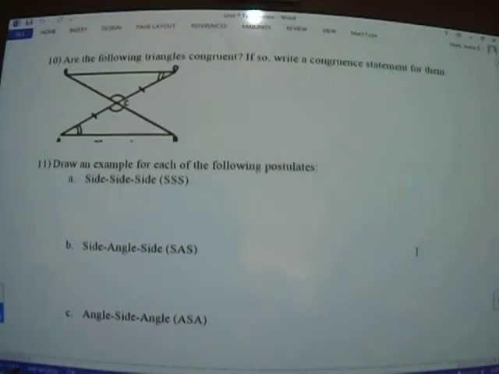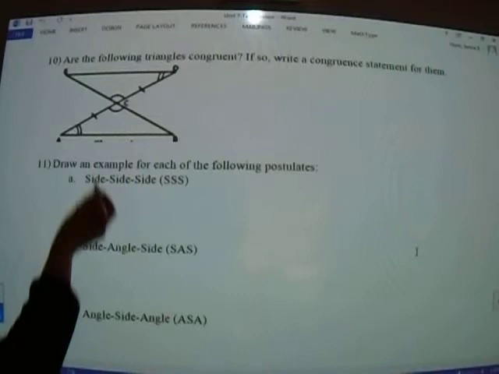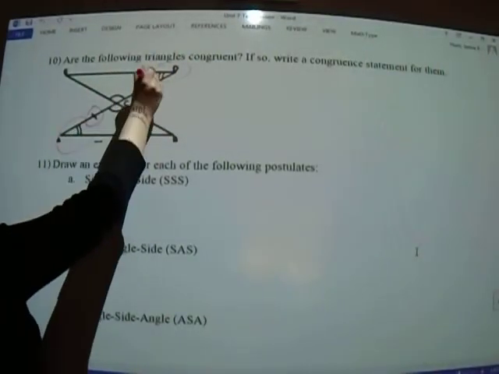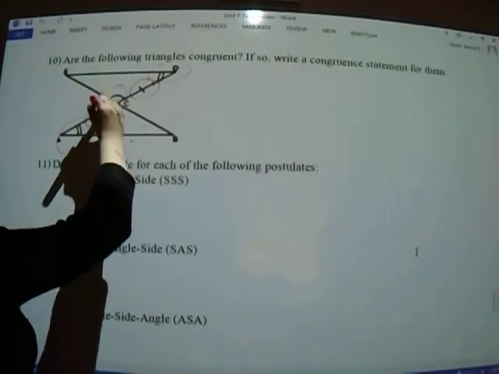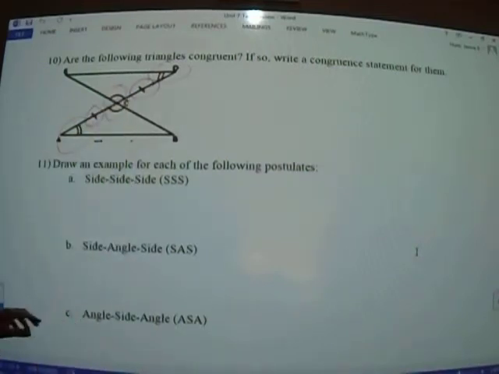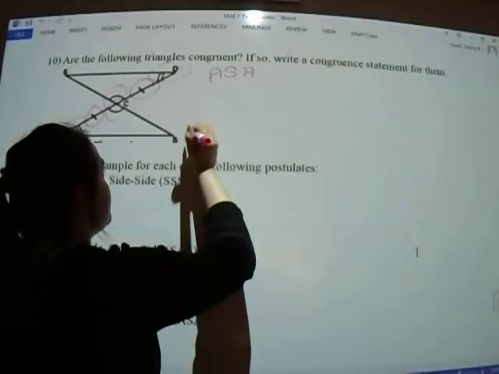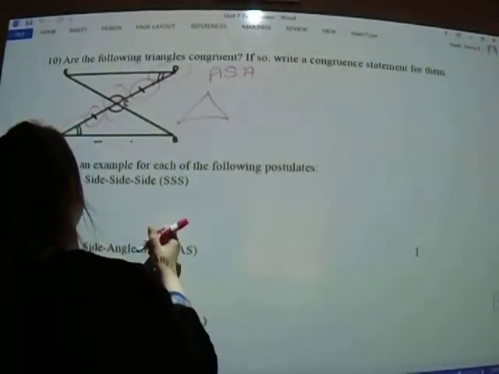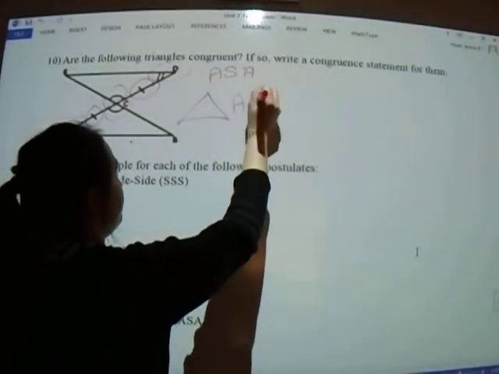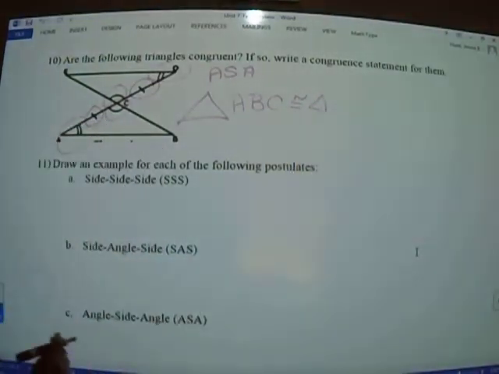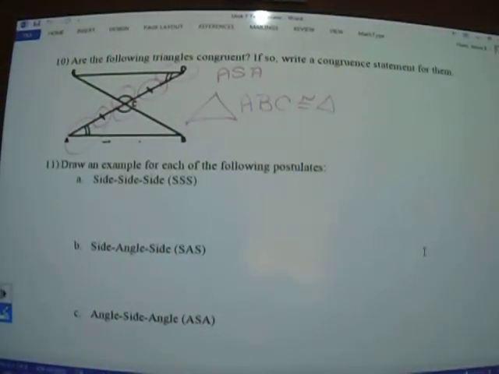Okay, number 10. Are the following triangles congruent? If so, write a congruent statement for them. Are they congruent? Well, we can tell. This angle matches up with this angle. This side matches up with this side. This angle and this angle match up. So we end up with these being congruent by angle, side, angle. And we would write our congruent statement as triangle ABC is congruent to triangle DEC.